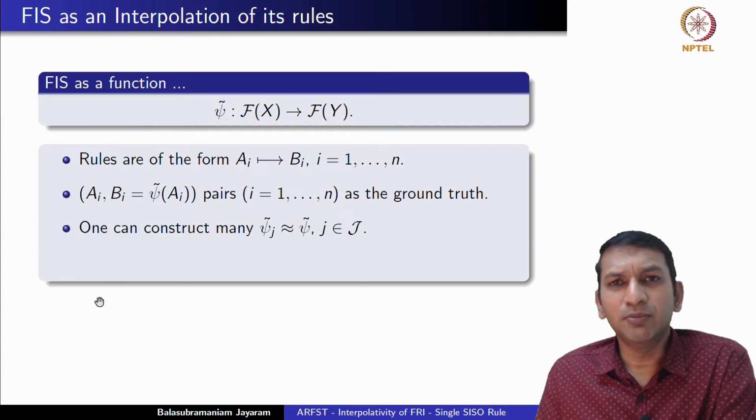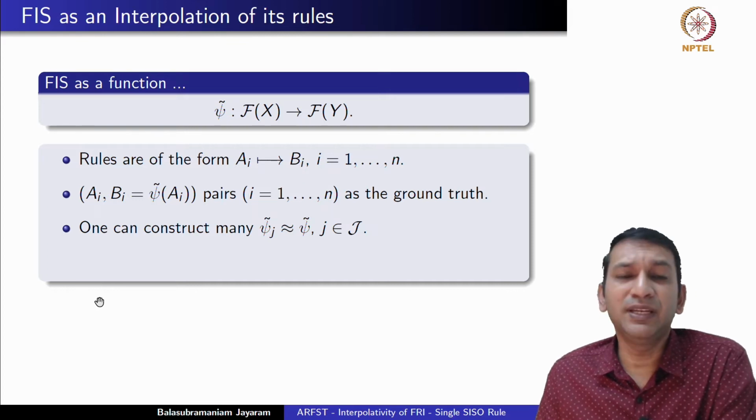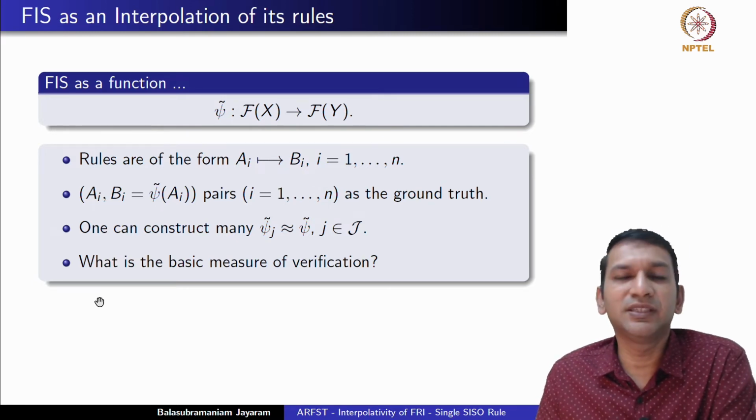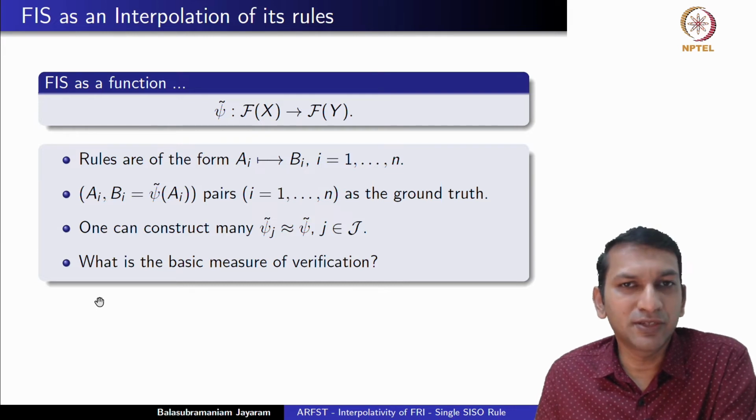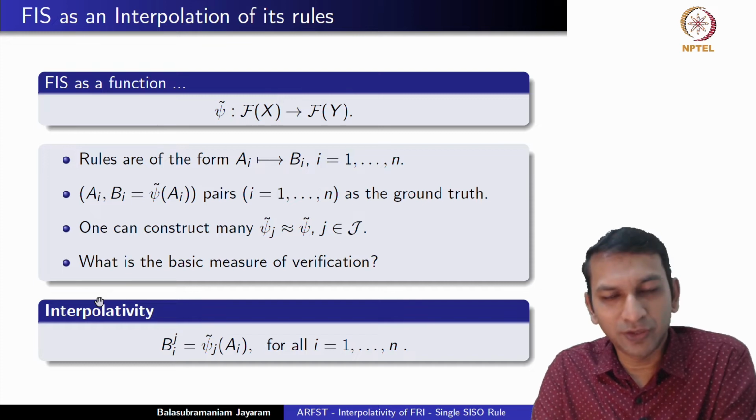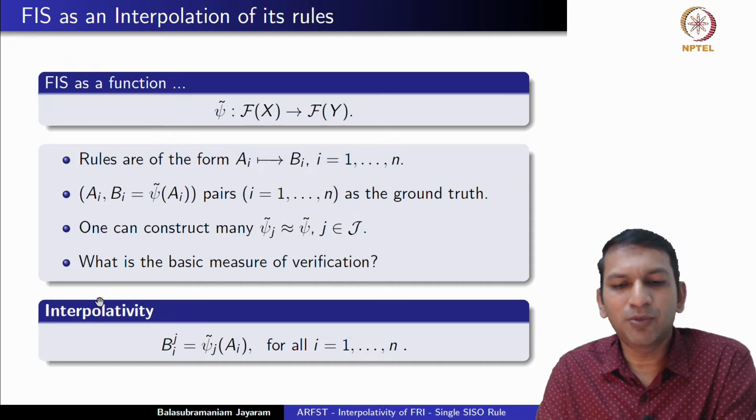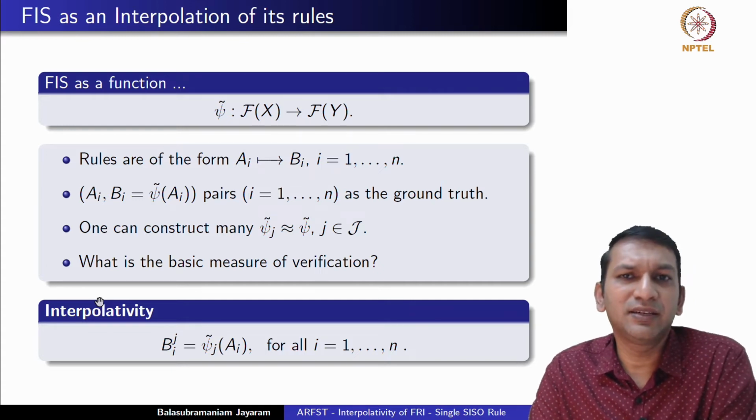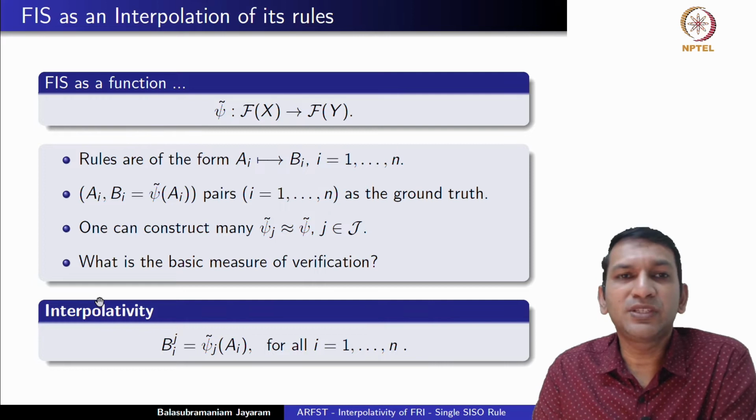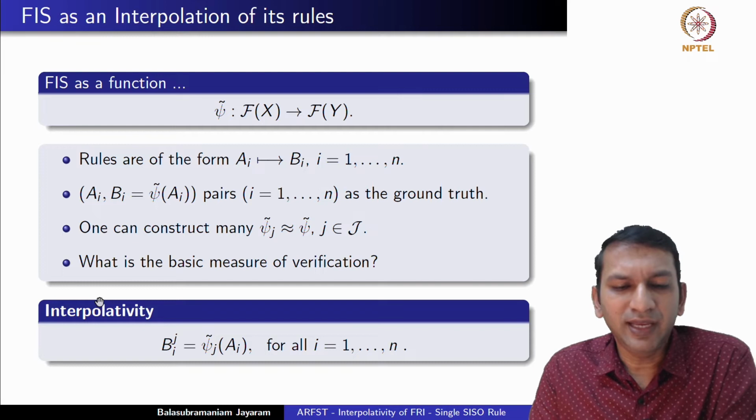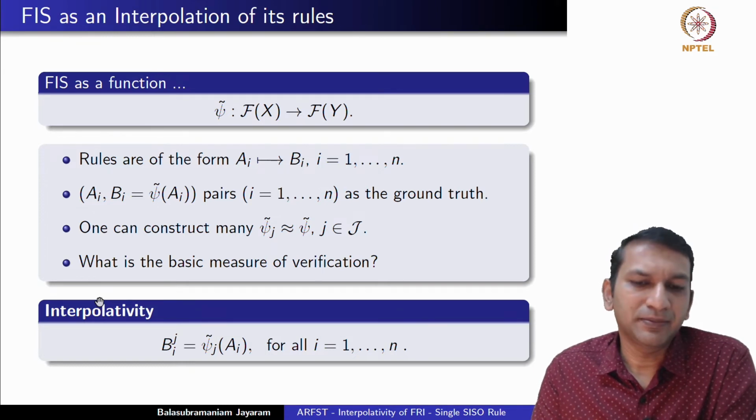Clearly, one can construct many such fuzzy inference systems, many such functions from F(X) to F(Y). The question now then is, what is the basic measure of verification? Whether this really approximates the system function that we are trying to approximate. We have seen that one good measure is that of interpolativity. So pick among all these families, all these functions psi j tilde, those psi j tildes which are interpolative. That means at Ai they actually give Bi.